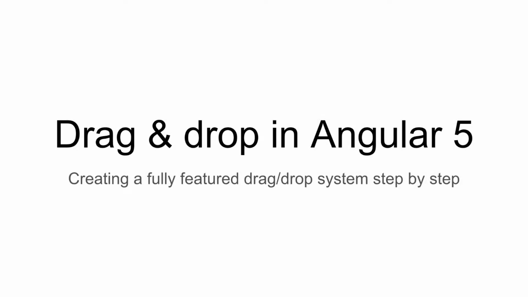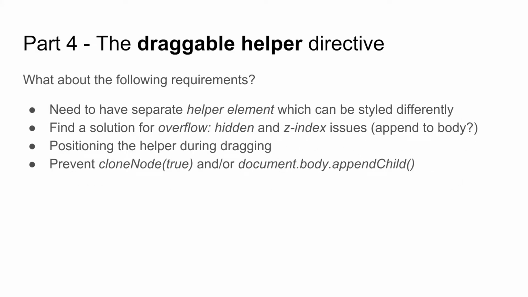Welcome to part 4 of the drag and drop tutorial for Angular 5. In this part, I will demonstrate how you can have a special helper element when dragging an element. I call it the draggable helper. This will make it possible to keep the original element on its default position and style both elements differently. It also provides a solution for overflow hidden and z-index issues.